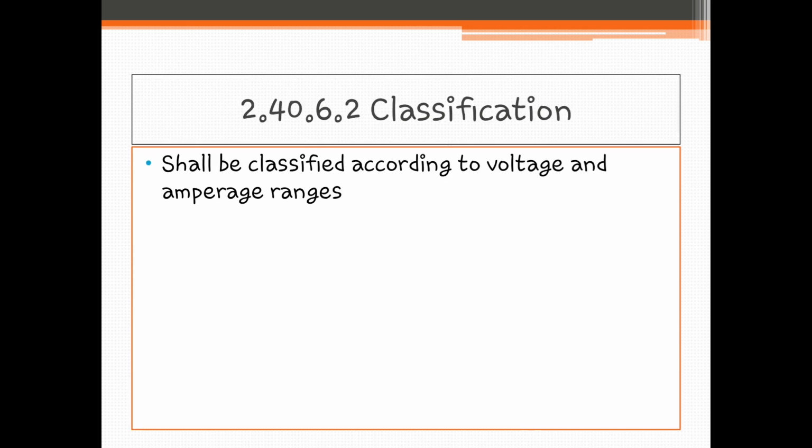Classifications 2.40.6.2 cartridge fuses and fuse holders shall be classified according to voltage and amperage ranges. Fuses rated 600 volts nominal or less shall be permitted to be used for voltages at or below the ratings.